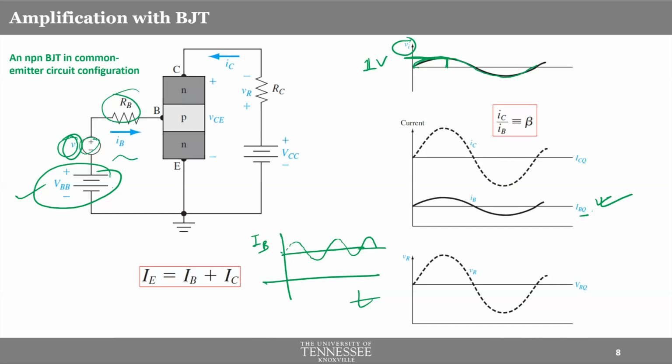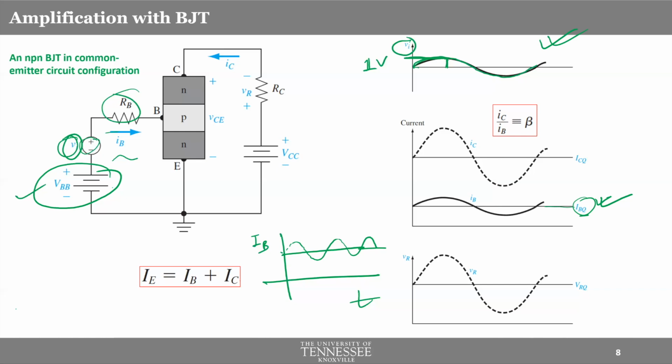And then on top of that Q point, you have imposed an oscillating input signal, right? And that's what you're trying to amplify. You're trying to amplify this VI, by the way. Okay, so your IBQ will be oscillating on top of the DC bias that you had before. Now, here is the important, interesting part.